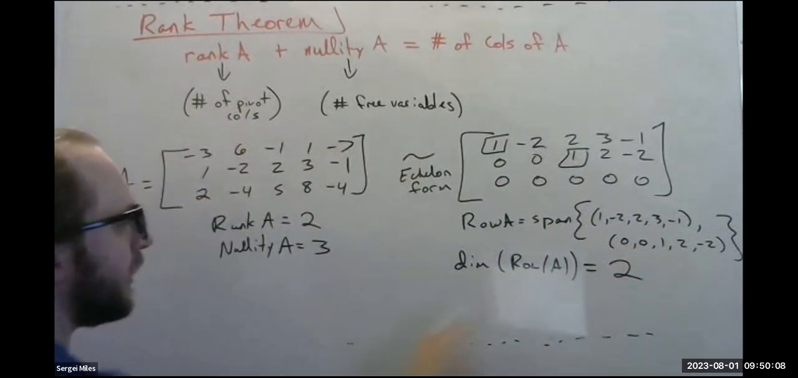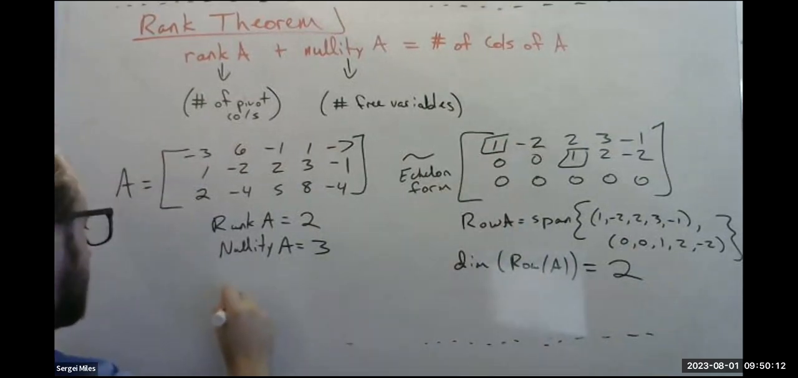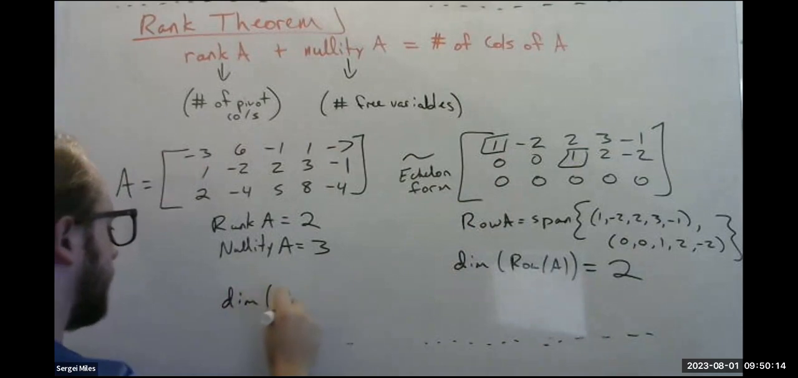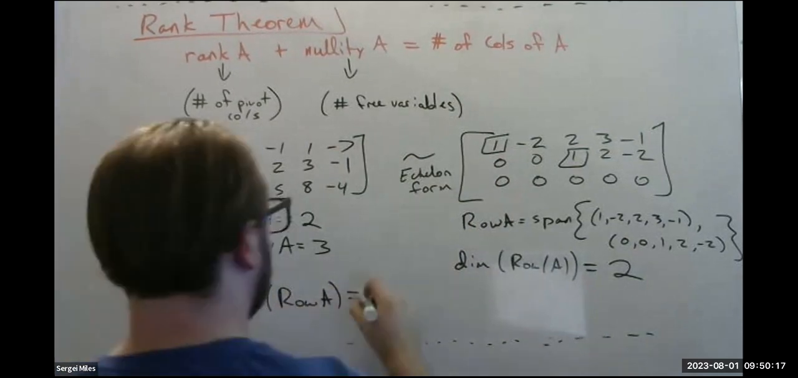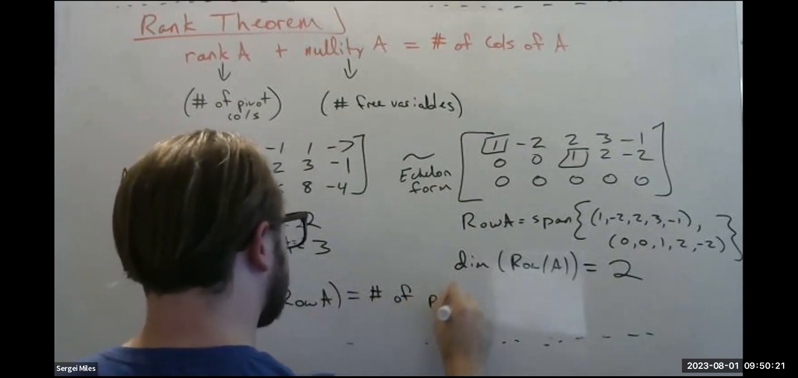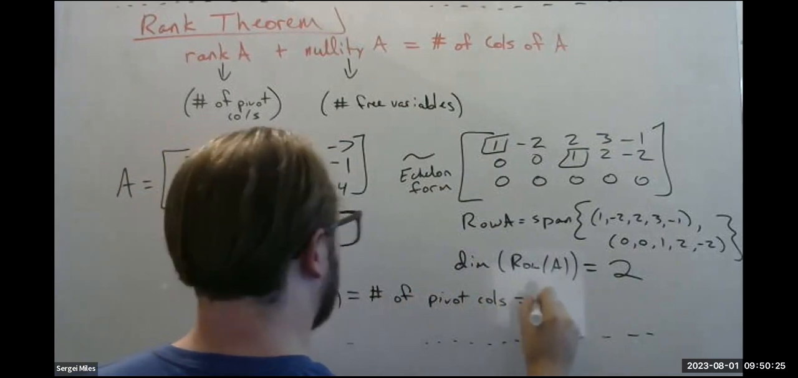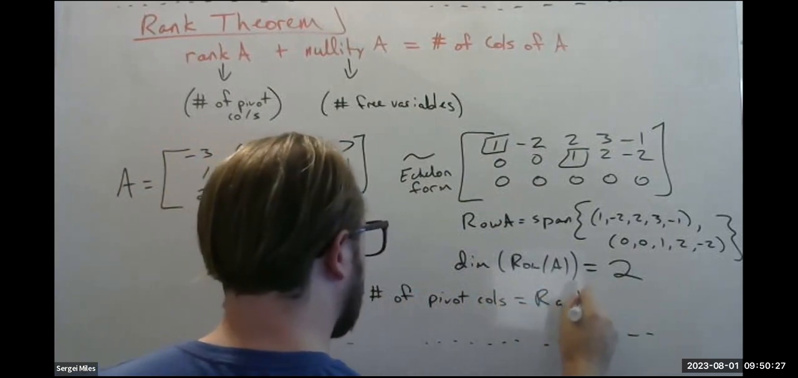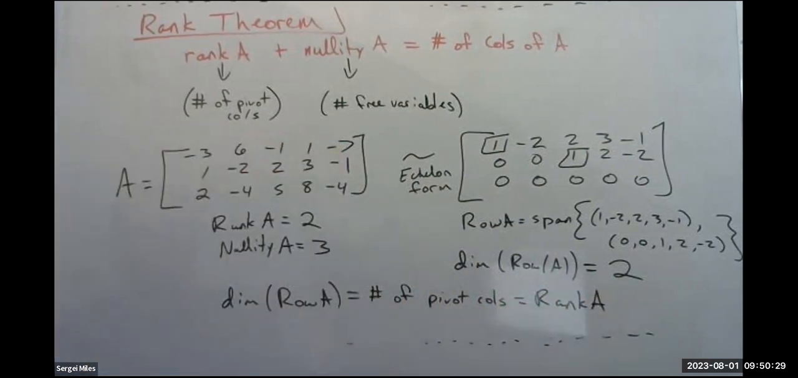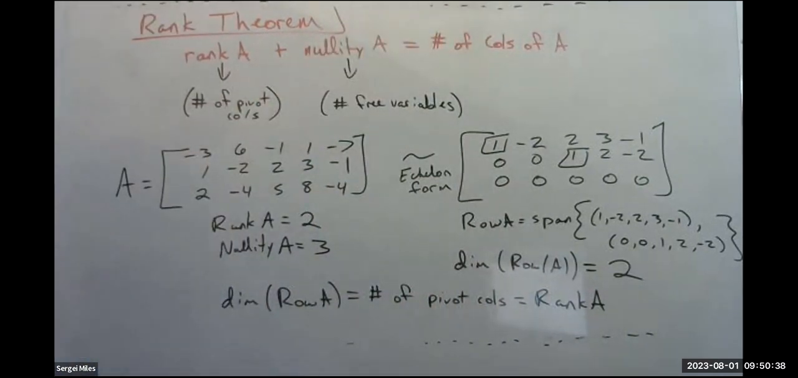In other words, it's also the number of pivots. The dimension of the row space is also equal to the number of pivot columns, which also equals the rank. Okay, so we have this relationship between the dimension of the row space and the rank. And we have this relationship with the rank and nullity for the total number of columns.